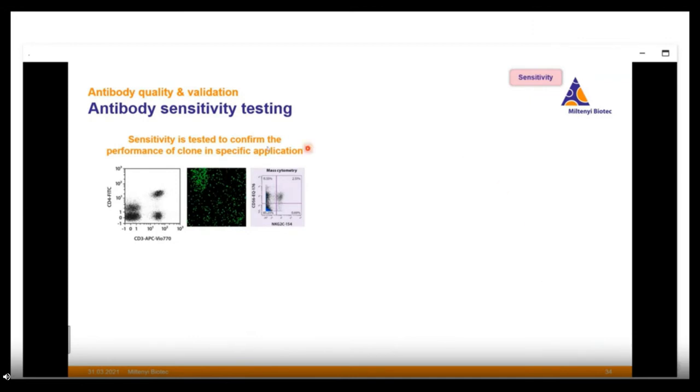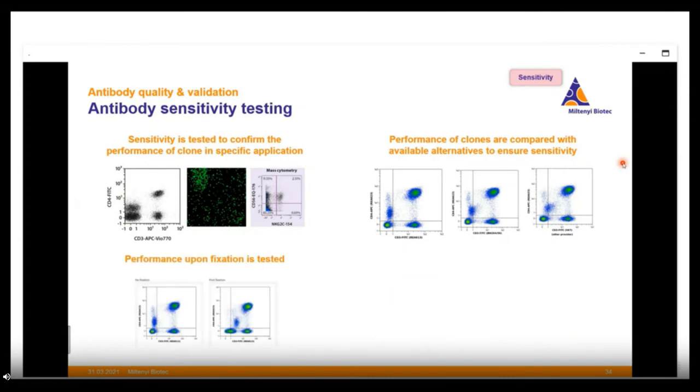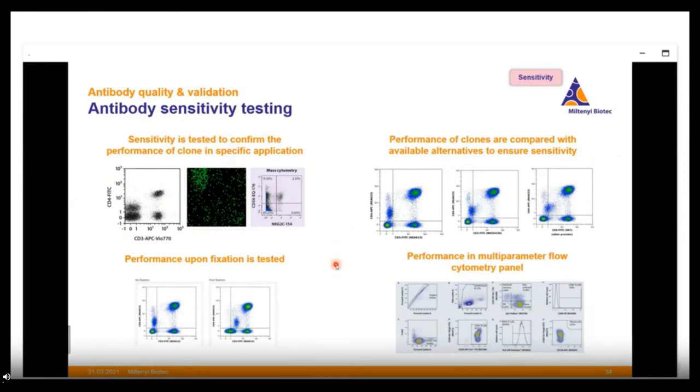Re-Affinity clone. So of course the performance is tested in the respective application. I know I'm talking mainly about the flow application, but as I mentioned, we also test their performance in microscopy or mass cytometry when applicable. Further on, we test the performance of the clone compared to the alternative hybridoma clone to test their sensitivity, and we also display this data. I will show you in one slide later. We also test the performance upon fixation, and also performance in case of a multi-parameter flow cytometry panel.